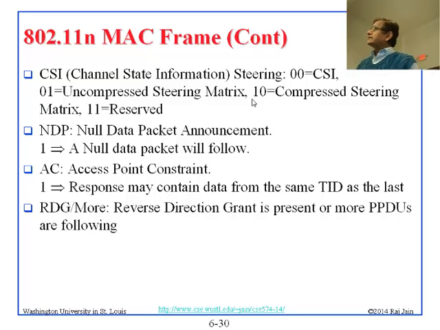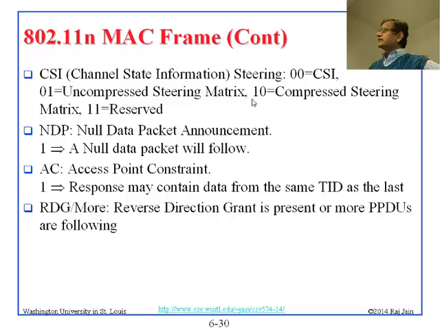Access point constraint. This one says that you can only respond to this with the same traffic ID as the last one. If this bit is 1, it means that if I send you priority number 5, you respond with the same priority number 5. 0 means you can send anything.